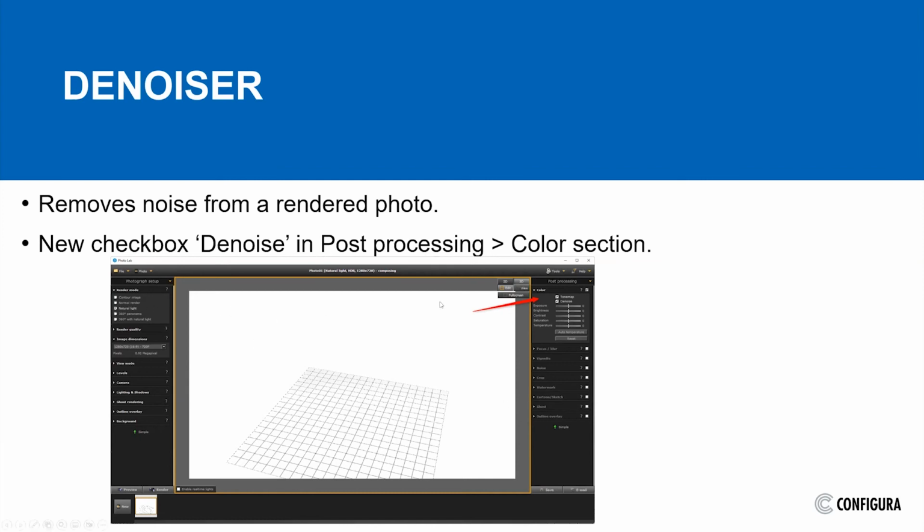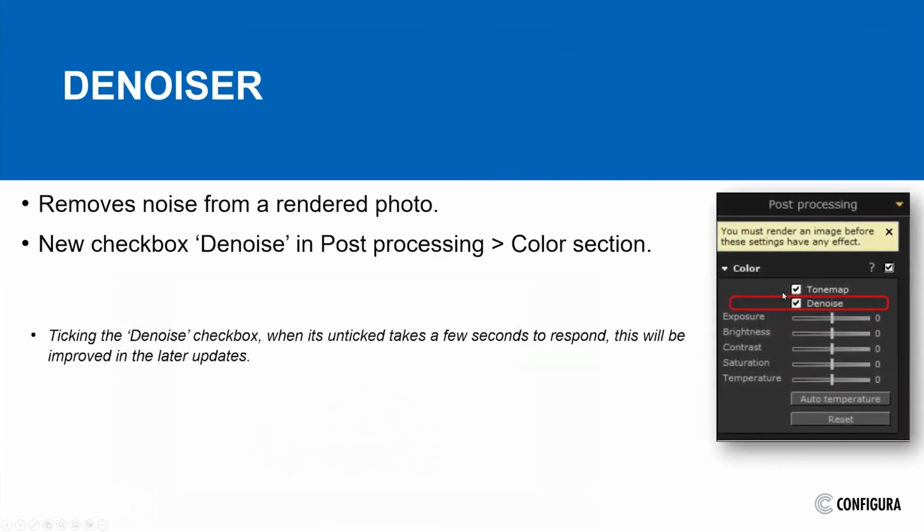Now this is PhotoLab. You can see that there'll be a new checkbox here, the denoise checkbox. It is ticked by default, and it'll be applied after you have completed all your renderings. So this is how the denoise checkbox looks. For now, when you untick it and tick it back, it takes a good few seconds to respond. This is a known issue, and it'll be improved in later updates of CT.